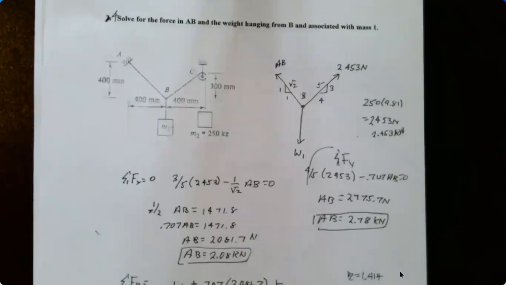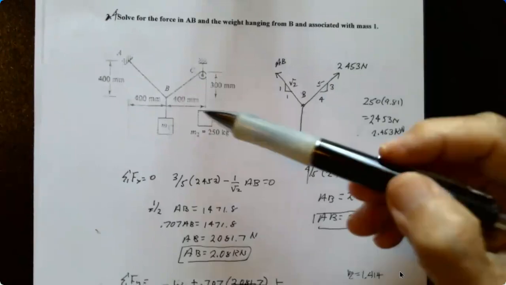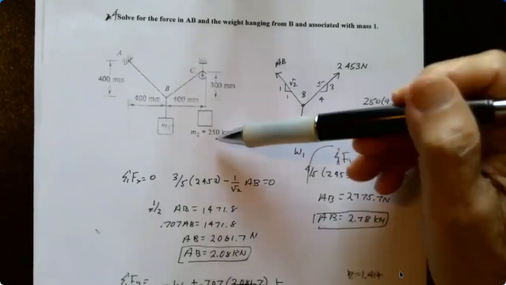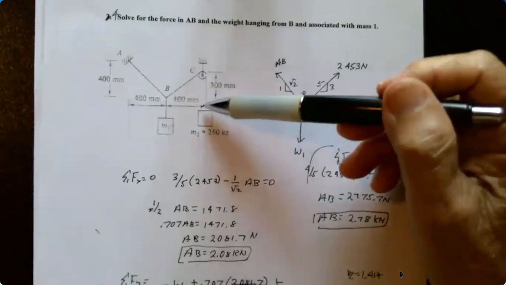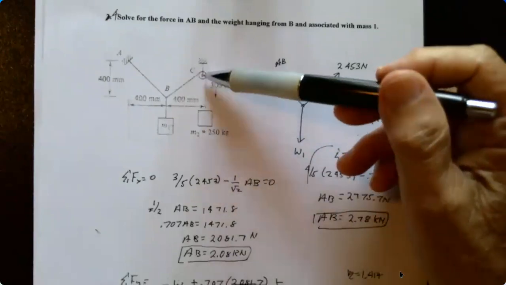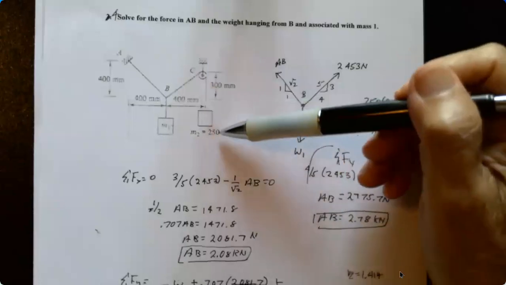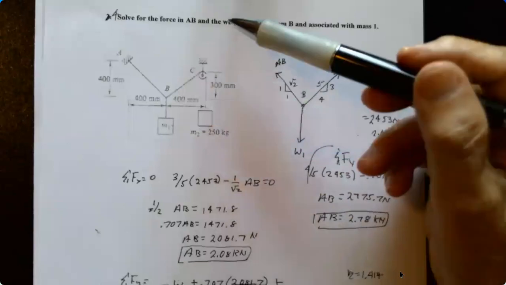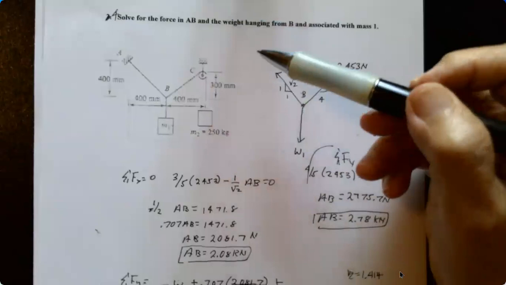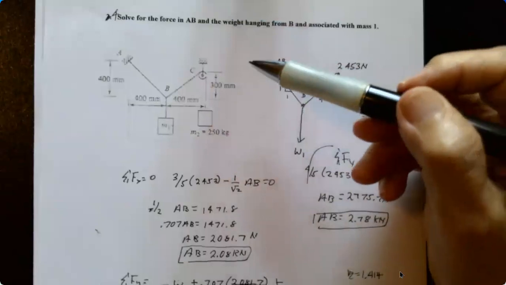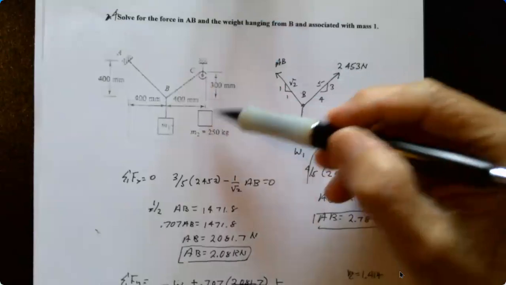So this is the fourth problem. We're given a weight hanging over this pulley of 250 kilograms. And what we want is the forces in AB associated with this mass out here.